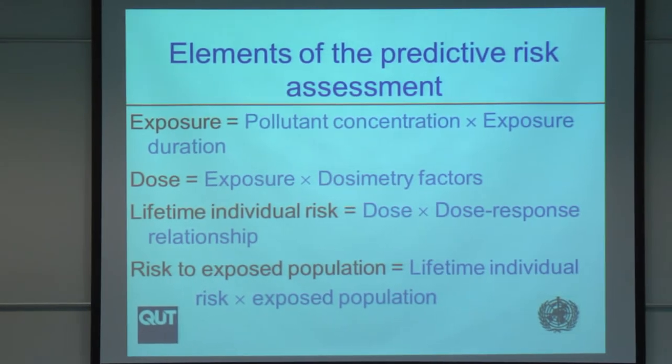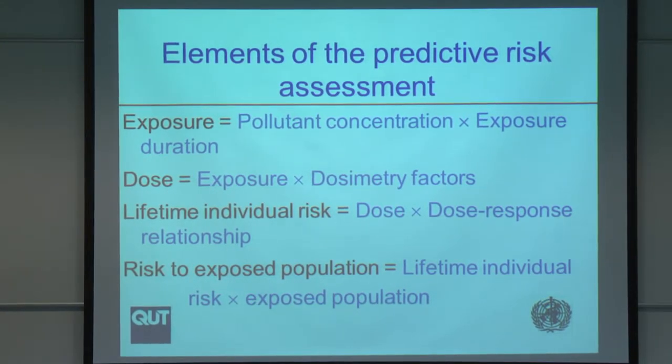Now, dose is exposure multiplied by dosimetry factors. What are they? Say we are inhaling pollutants into our lung. Some of these, say particles, will be deposited in the lung, and this depends on our individual dosimetry factors: the lung shape, flow rates, and so on. Not all the pollutants which enter the lung will be deposited or go into further steps. So, exposure multiplied by dosimetry factors. Then lifetime individual risk is dose multiplied by the dose-response relationship. And then the risk of the exposed population is the individual risk multiplied by the exposed population.